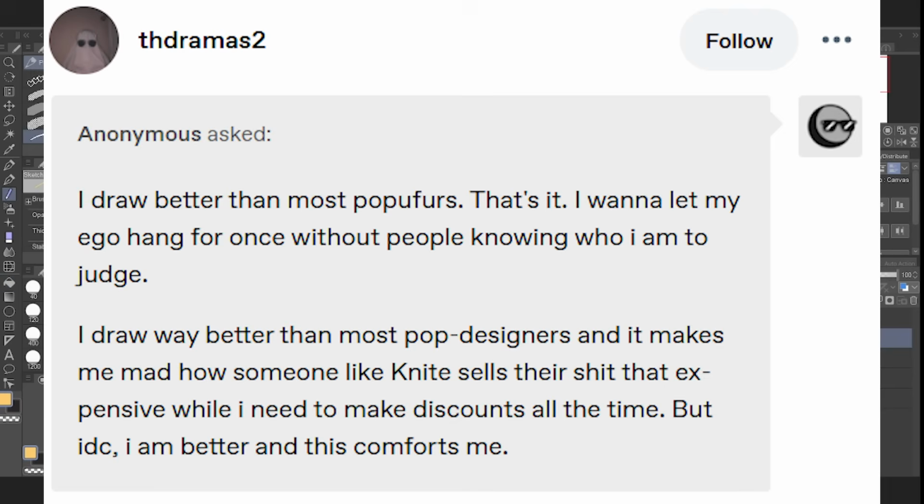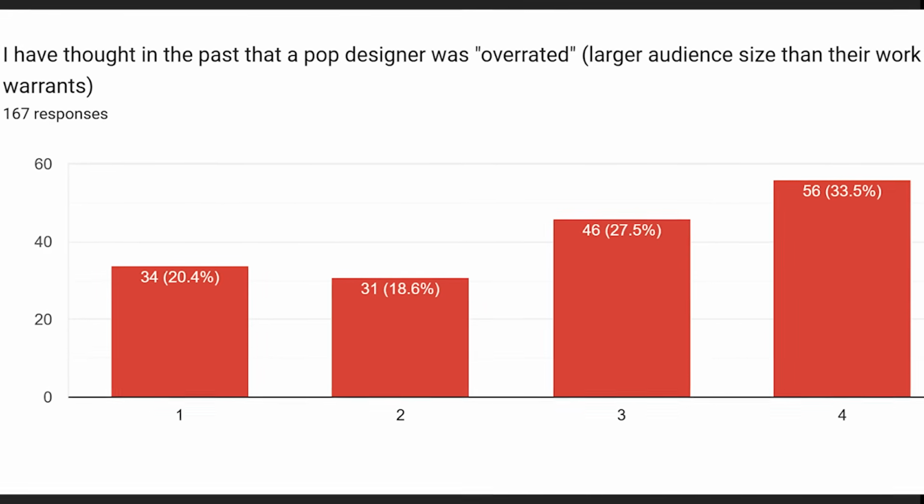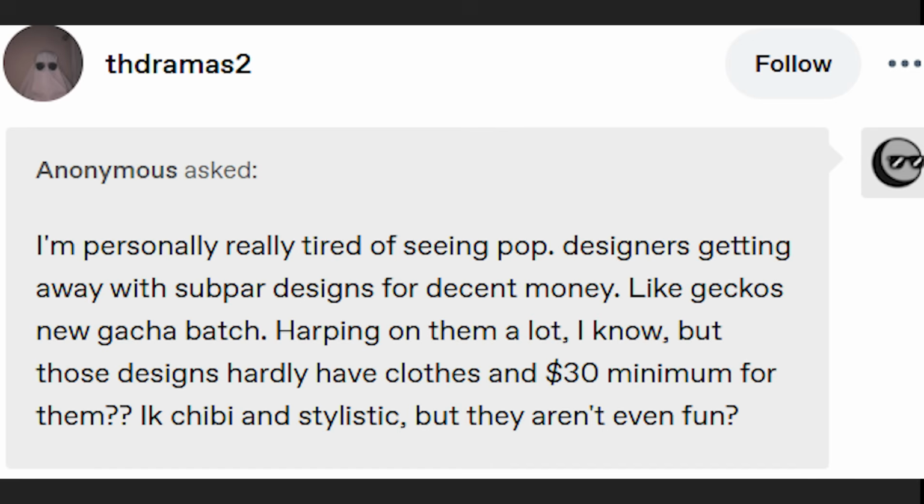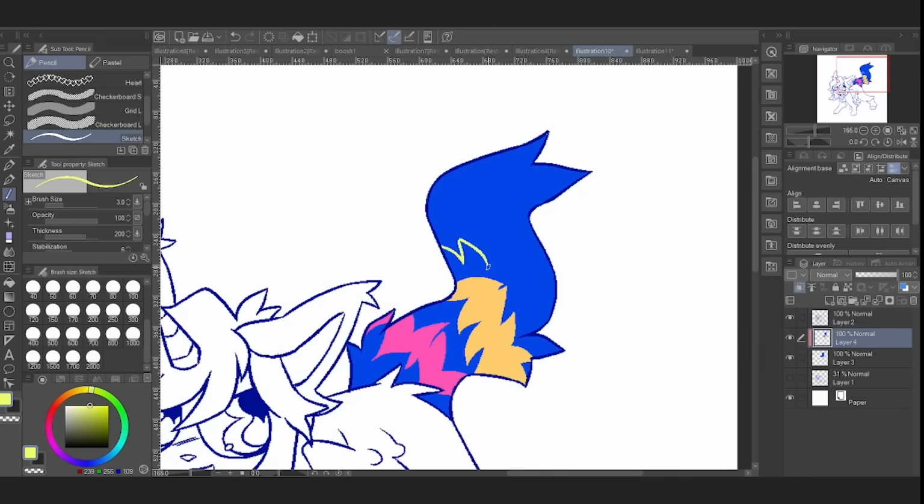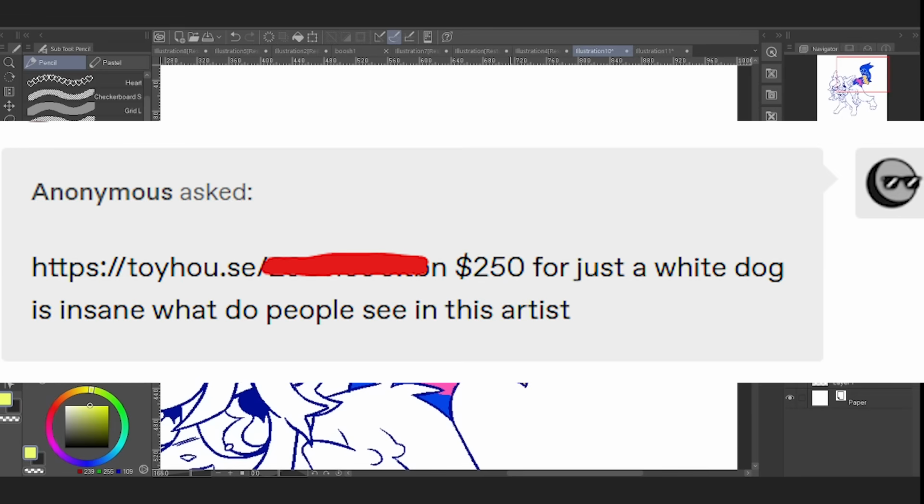And that's why we hate them, right? That's why we hate pop designers. That's why we look at them and we think that they're overrated, that their following size is larger than their actual skill warrants, that they take away from smaller artists and step on the little guys so that they can keep churning out these pre-mades that they're selling for an amount a small artist could only dream of making, could only dream of seeing in their checking account. A solid white dog that took no skill, no thought, no effort, no passion. That's why we hate them.